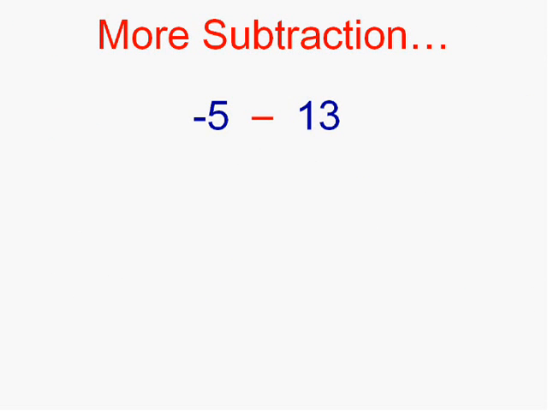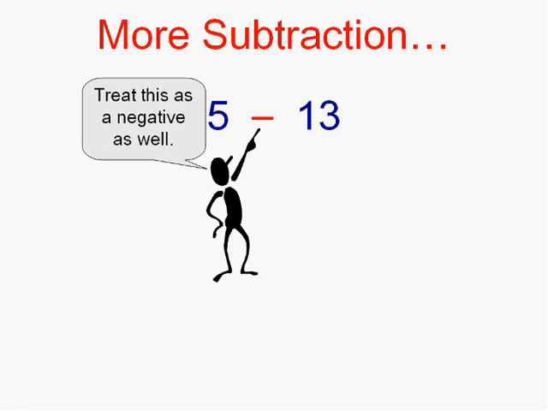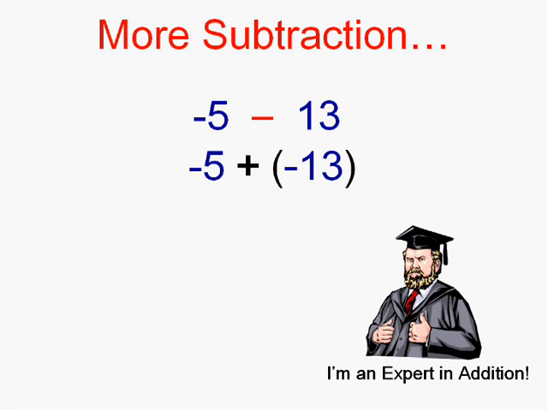How about this one? Well, we know that's a negative. This one, I told you can treat that however you want. I'm going to treat that not as a subtraction, but as a negative. So I've got negative 5 and negative 13. Well, now it's easy. I'm adding two negative numbers. No subtraction here. And I'm an expert at addition.